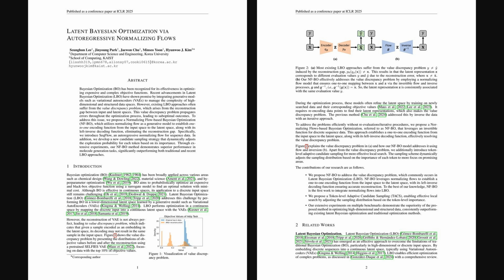Alright, so today we're looking at an interesting ICLR conference paper published just over 3 months ago, back in January. Latent Bayesian Optimization via Autoregressive Normalizing Flows. This paper tackles a key issue in latent Bayesian optimization, or LBO, where generative models like VAEs often struggle with a, quote, value discrepancy problem due to imperfect reconstructions. They propose using normalizing flows, NFs, instead.